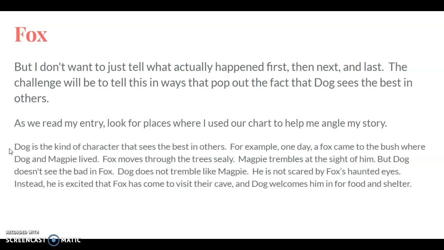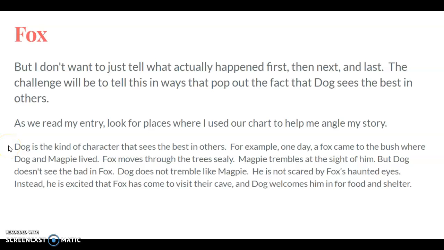Dog is the kind of character that sees the best in others. For example, one day, a fox came to the bush where Dog and Magpie lived. Fox moves through the trees easily. Magpie trembles at the sight of him. But Dog doesn't see the bad in Fox. Dog does not tremble like Magpie. He is not scared by Fox's haunted eyes. Instead, he is excited that Fox has come to visit their cave, and Dog welcomes him in for food and shelter.